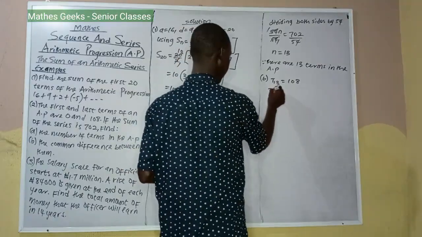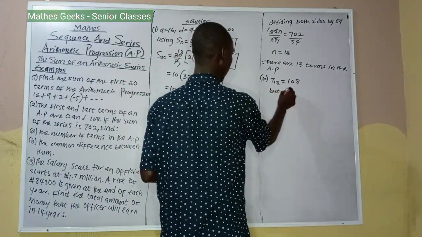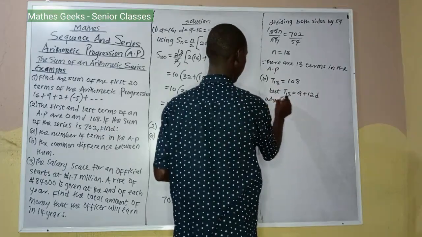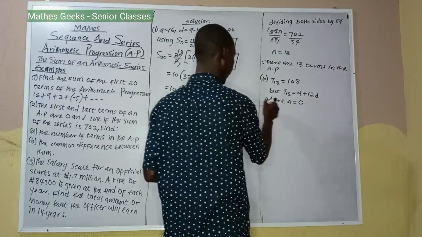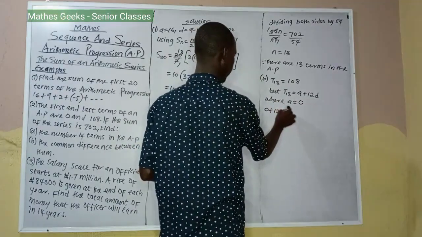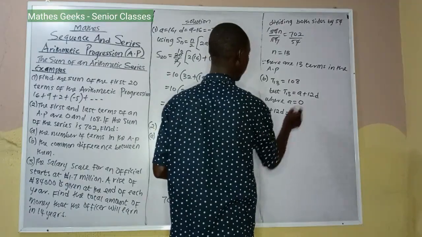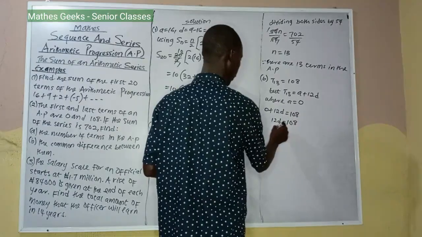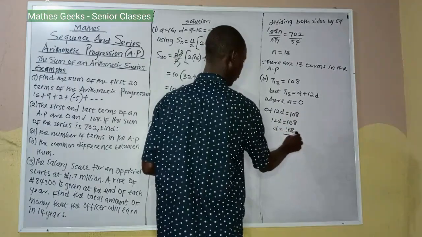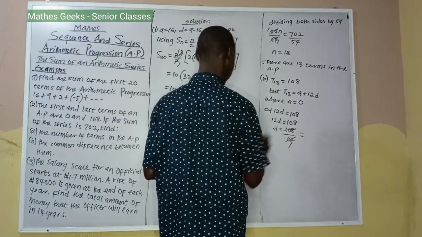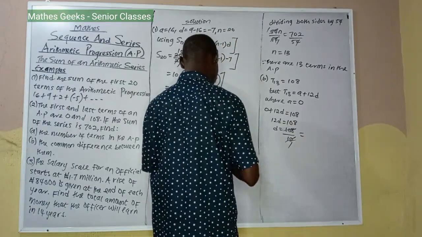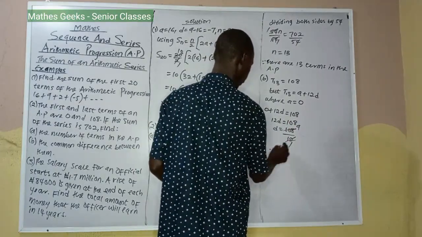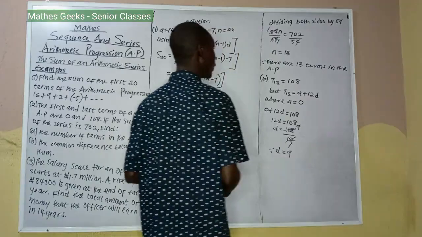But T13 is equal to a plus 12d, where a is equal to 0. So 0 plus 12d is equal to 108, and so 12d is equal to 108. d is equal to 108 over 12. 12 here, 12 here. 108 divided by 12 is 9. So therefore, the common difference is equal to 9.